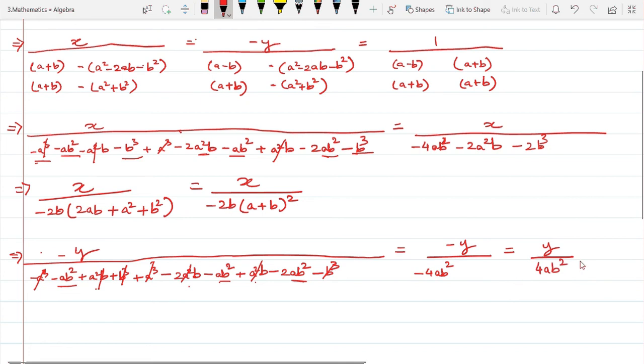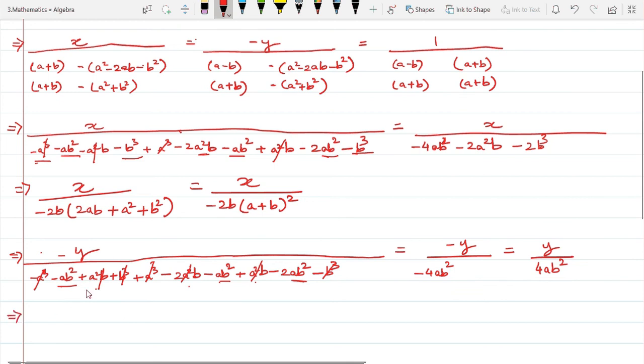Okay, let me see if everything is correct. Minus ab squared, minus ab squared, this is minus 2, minus 4ab squared, this is correct, and a squared b, and minus 2 a squared b. So everything has a scratch or a dash under it. That is equal to minus of y.